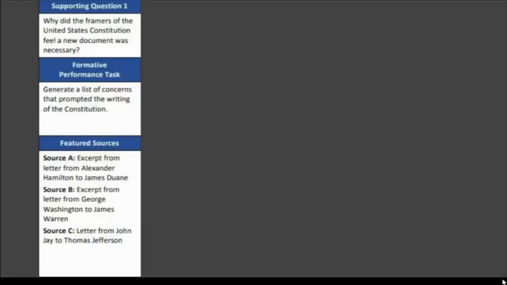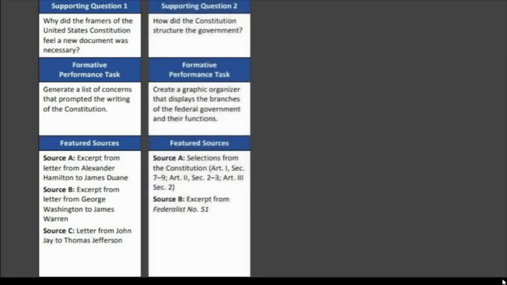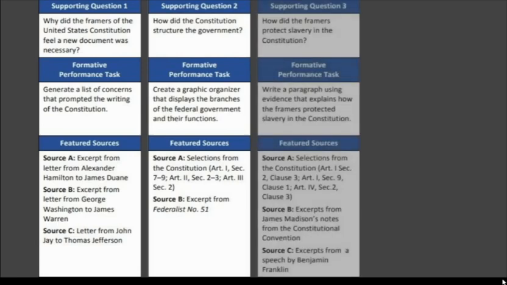On the inquiry, there were 4 supporting questions. Supporting question 1: why did the framers of the U.S. Constitution feel a new document was necessary, with a formative performance task to generate a list of concerns that prompted the writing of the Constitution? The second supporting question: how did the Constitution structure the government? And then they are creating a graphic organizer using those sources below.